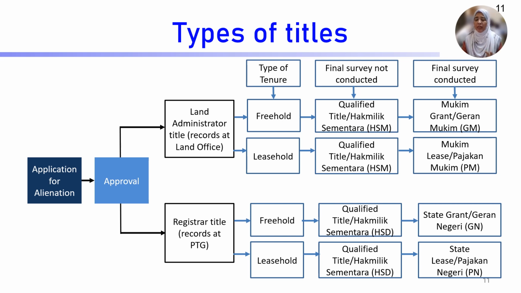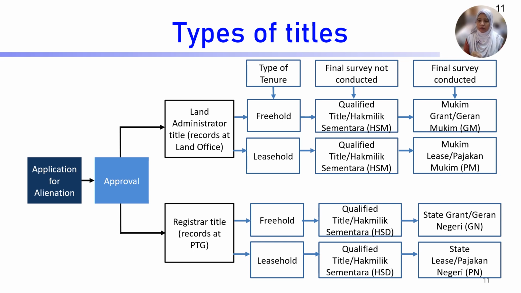So we have there the 4 QTs. We have the QT for freehold under land office, QT for leasehold under land office, QT for freehold under PTG, QT for leasehold under PTG. Semua QT tu under HS, hak milik sementara. Tetapi for land office, the HS is HSM. For the QT under PTG, the HS is HSD, hak milik sementara daerah.